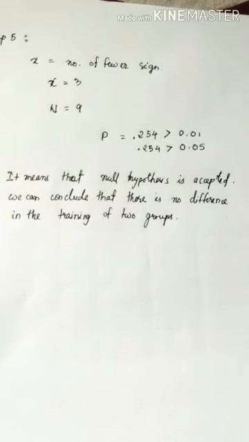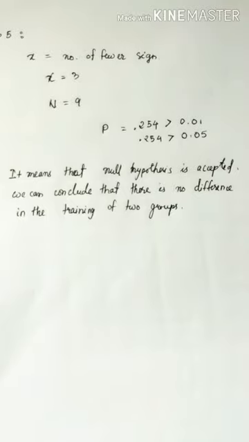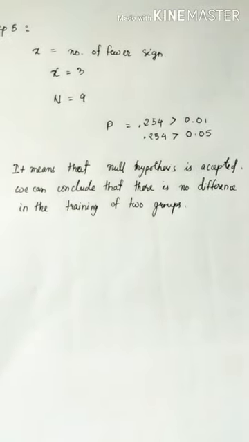So this is the example for how to solve a question of sign test if the sample size is smaller than 25. Thank you.